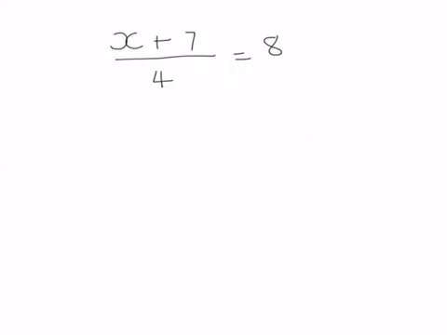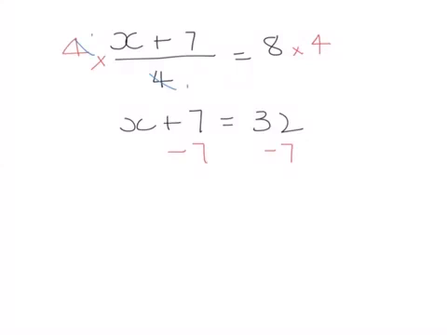So x plus 7 divided by 4 equals 8. I've got a 4 on the bottom, but I don't want it there. So the easiest way to get rid of a divide by 4 is times by 4. And whatever I do to one side, I do to the other. 4 into 4 goes once, so the 4s cancel. On the left-hand side, I'm left with x plus 7 equals 8 times 4, which is 32. I don't want the 7 with my x, so I get rid of that. So I'm left with x equals 32 minus 7, which is 25.